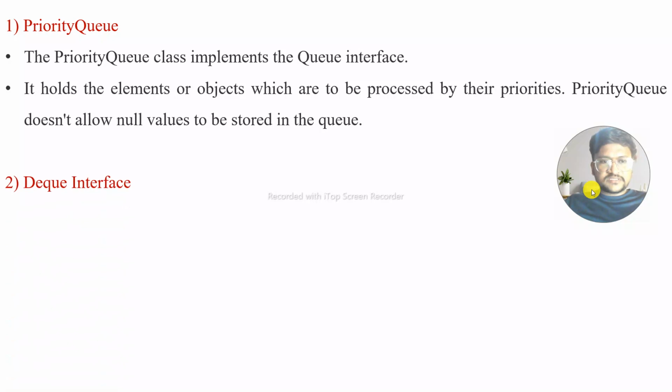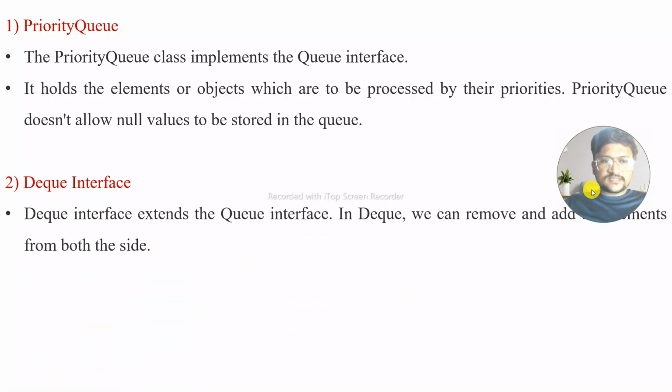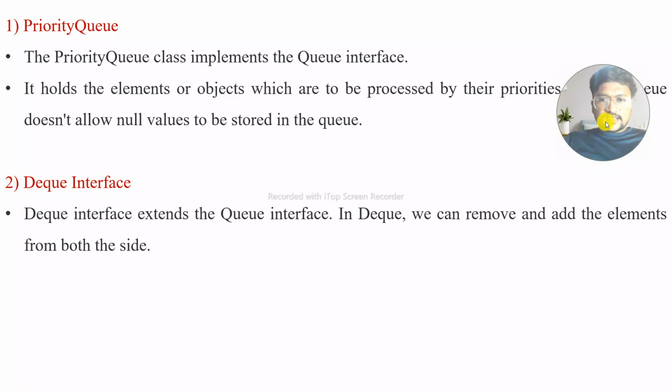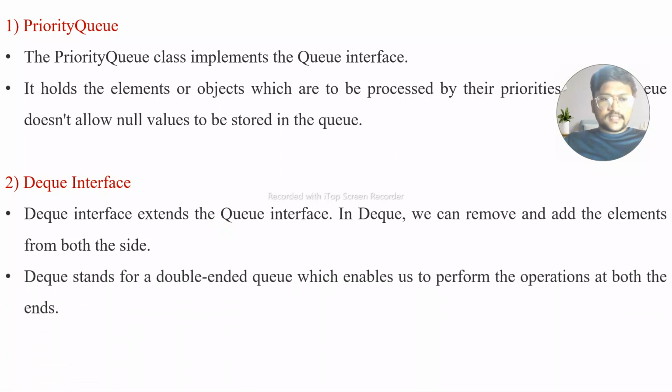Next, what is DQ? DQ interface extends the queue interface again. In DQ, we can remove and add the elements from both sides. This is one of the advantages of DQ interface. DQ stands for double-ended queue, which enables us to perform the operations at both ends.